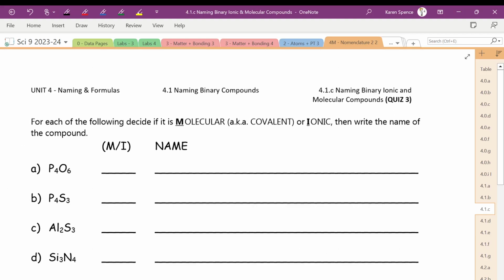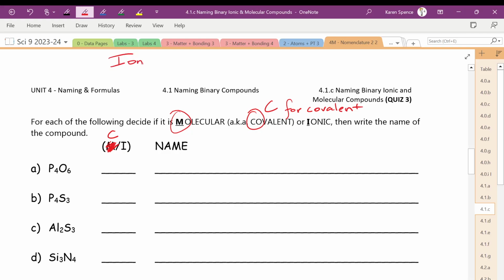What you're going to do for this one is you're going to decide if it is molecular. Actually, I think I might change this for next year. I think I might make a C for covalent, because M looks like M for metal, and that becomes confusing for people. So let's make that C for covalent, or I for ionic. And then you're going to write the name. If it's ionic, no prefixes. If it is covalent, yes prefixes.